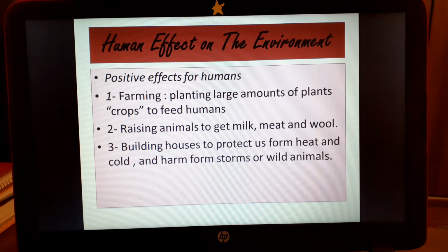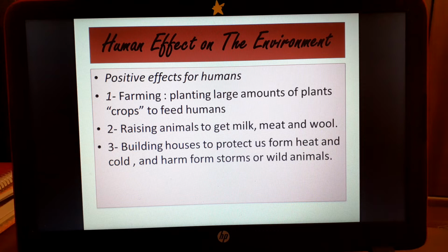Now, how do humans affect the environment in a positive way? Well, farming, which means we plant a large amount of crops and we feed humans. That's good for humans, but sometimes when you do that, you may have a negative effect on the rest of the environment. When you cut down trees, for example. But when you plant something to feed humans, that's a good thing for humans.